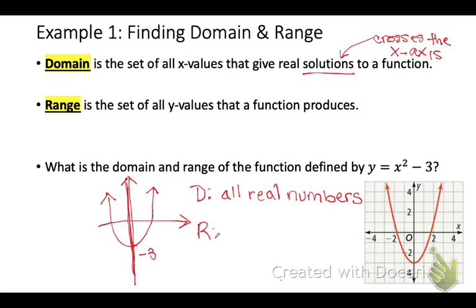Because everything is above negative 3. So y is greater than what? Than negative 3. Can it be equal to negative 3? Yes. So it can be equal to negative 3 or larger. And I'm going to show you how to write these things in a minute. But the reason I know it's equal to is, is there a hole down there at negative 3? No. If there was a hole there, then it couldn't be equal to negative 3. It would just be greater than negative 3.